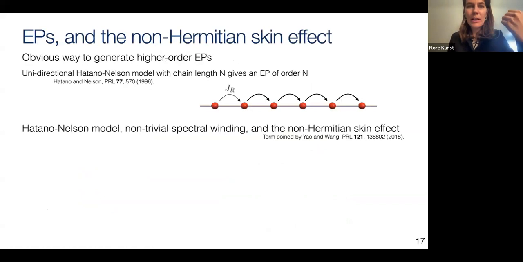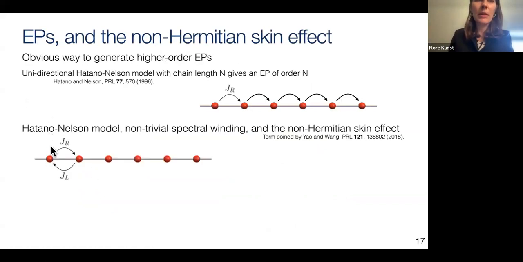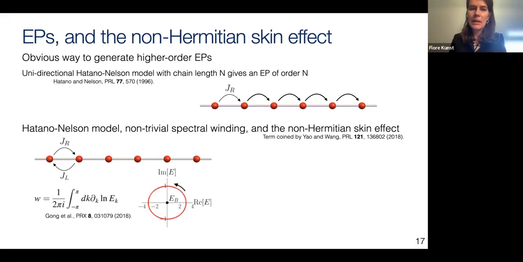If we now actually look at the full Hatano-Nelson model, so I now also allow hopping to the left, you see something interesting. Namely, you get spectral winding. So you can write this equation here, which was first introduced in this PRX, which gives you a so-called spectral winding number. It tells you about the winding of your eigenvalues. And if JR and JL are different from each other, you indeed see, if you look at the spectrum, it looks like this. So you find a ring which winds around some point. And this has a non-trivial spectral winding number.